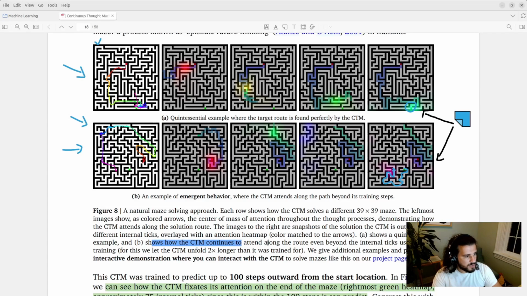It shows how the CTM continues to attend along the route, even beyond the internal ticks used during training. So it learned something, an algorithm, to be able to do that in these mazes. It has to do with the ticks that it has, but also with how far the thing is that it needs to reach, and the attention mechanism will look there instead of looking only at 100 ticks and stopping there.